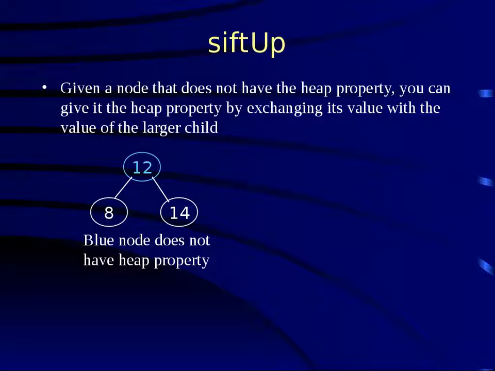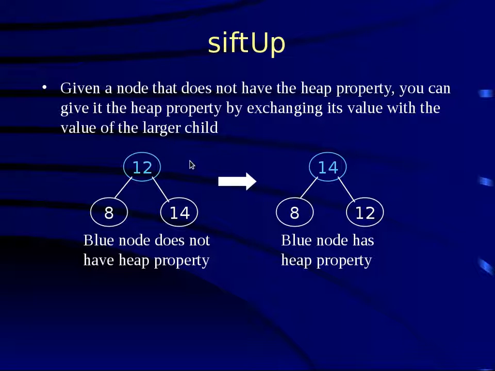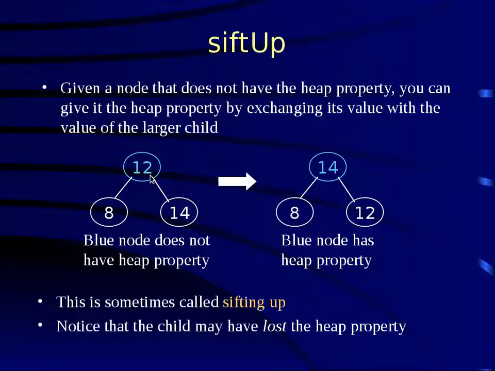All right, so sifting a node up. The blue node does not have the heap property. Now the blue node has its heap property. So we're just sifting something up. This is sometimes called sifting up. Notice that the child may have lost the heap property.